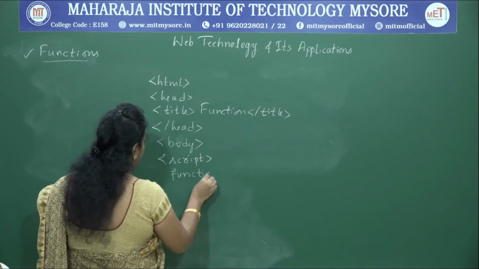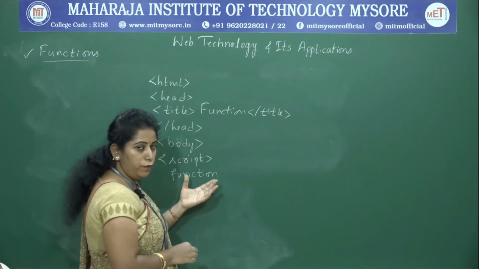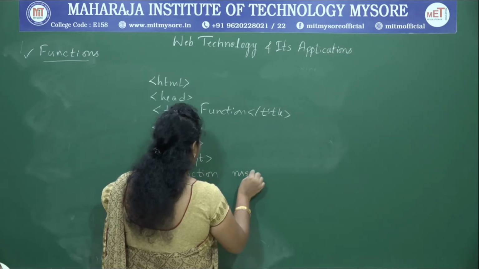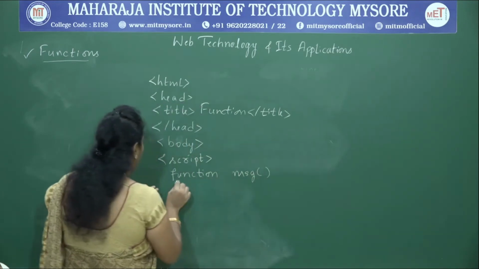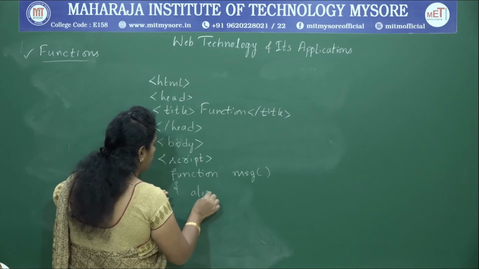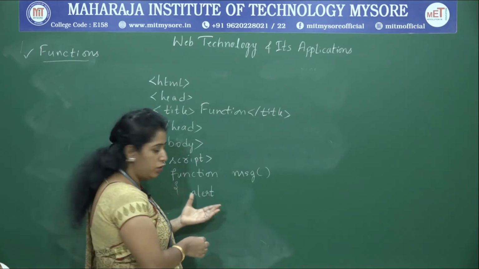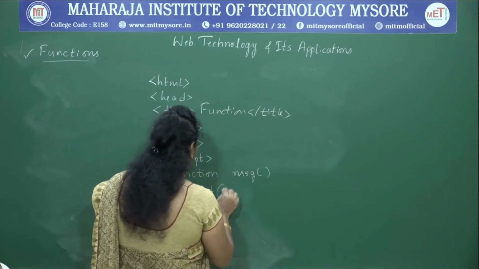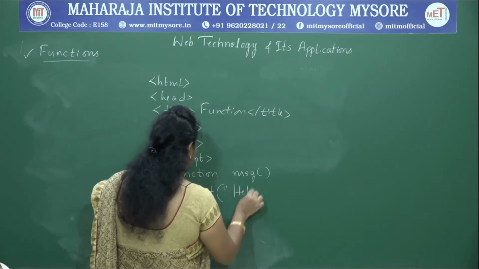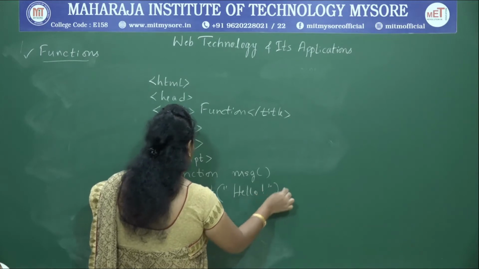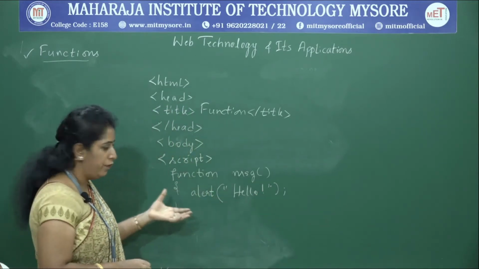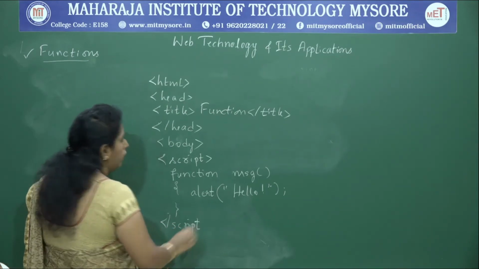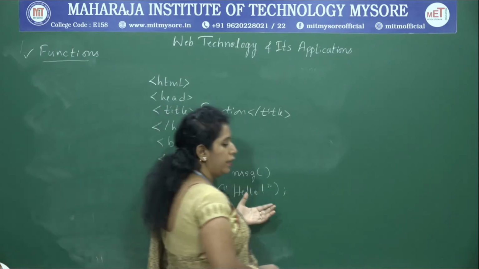You can define it here: function. You are going to define a function. I am going to take a function name called message. What is it going to do? It is using the alert function to print some alert message, I mean to say hello. So this is a function definition. Now you close the script.